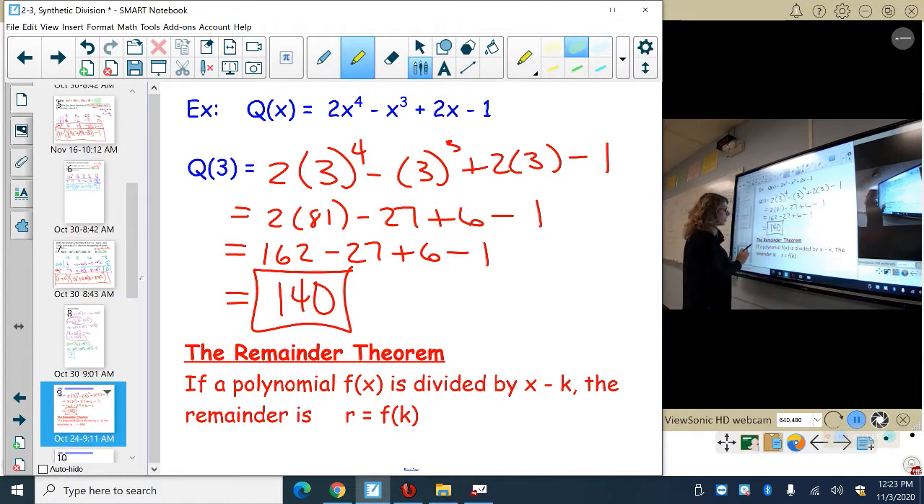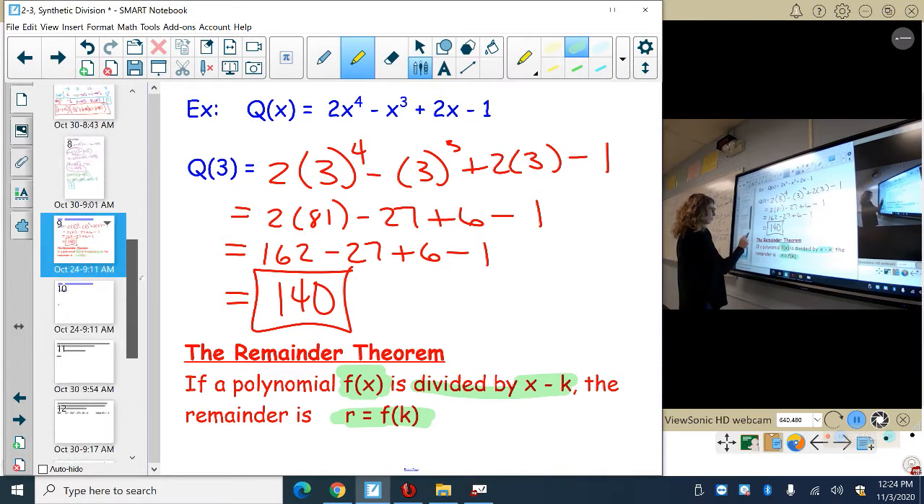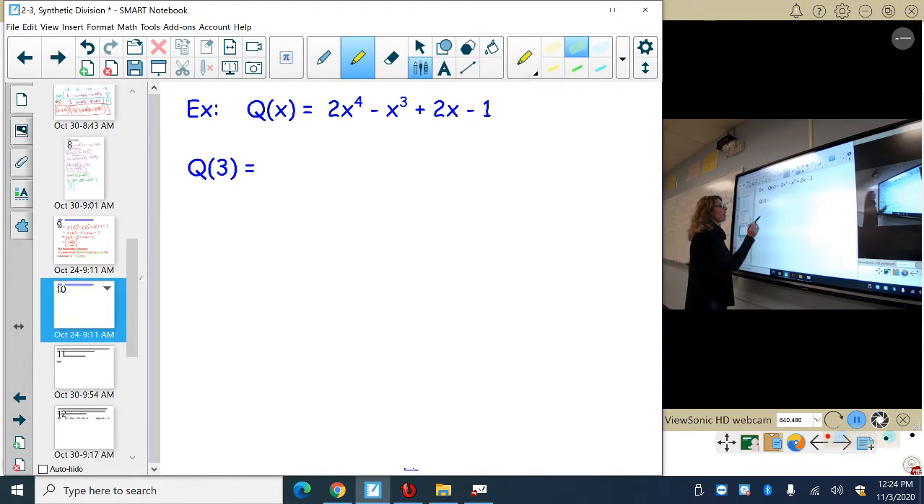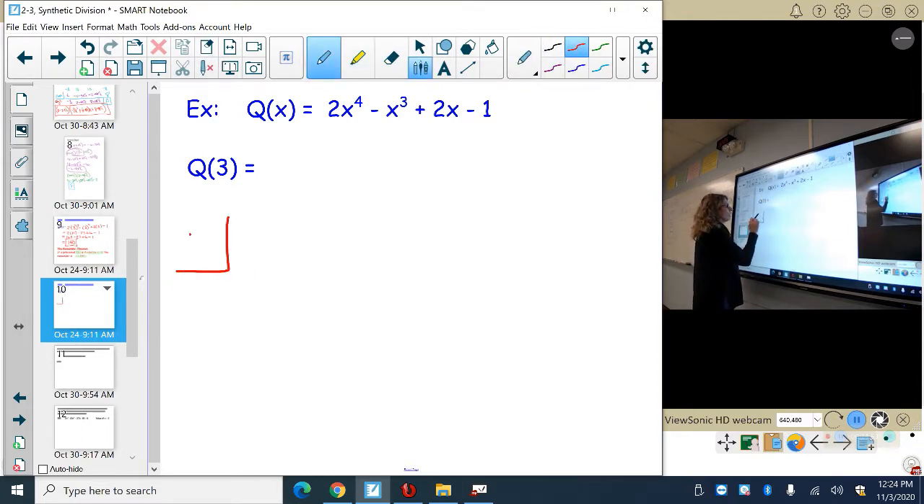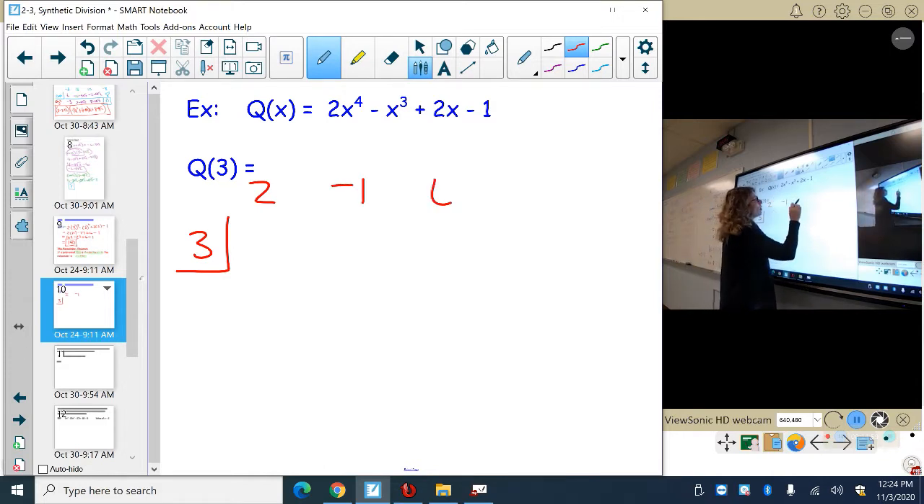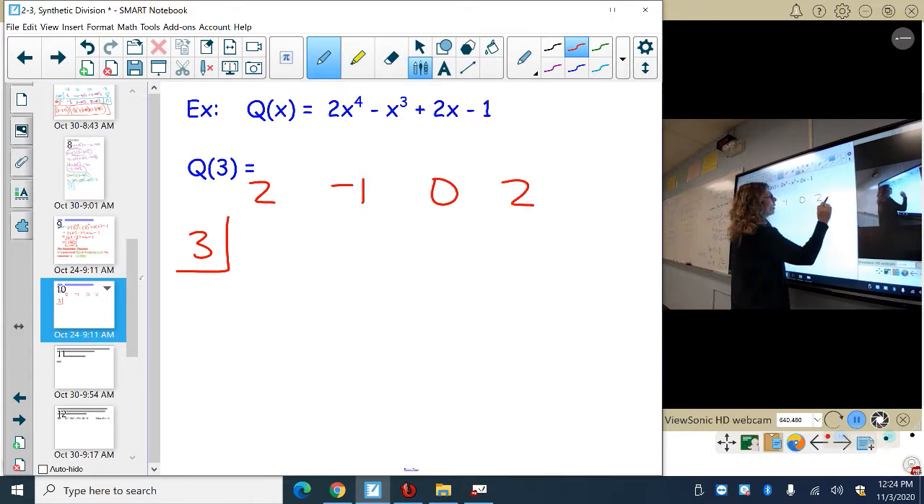Now, this theorem, the remainder theorem: if a polynomial f of x is divided by x minus k, the remainder is r equals f of k. Meaning, if I do synthetic division at 3, my remainder should be 140. Let's try it. If I do synthetic division at 3, my remainder should be 140. So this is 2x to the fourth minus 1x cubed, 0x squared, 2x minus 1.